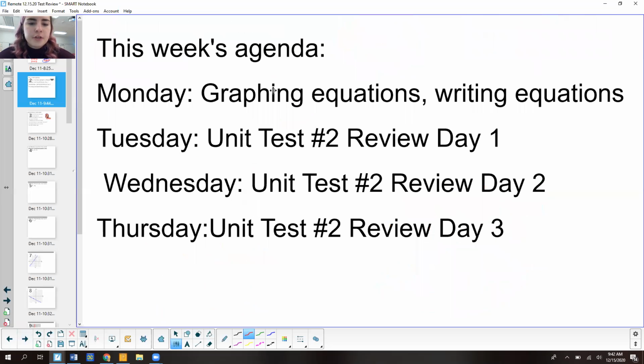All right, this week's agenda. Yesterday we talked about graphing equations and writing equations. It was kind of tricky because I tried to implement the Nearpod. Again, I'm still working on your extra credit assignment. I know I said it would be up yesterday, but I'm on the struggle bus just like a lot of people are. Tuesday through Thursday, we're going to do unit test review, so just be prepared for that.